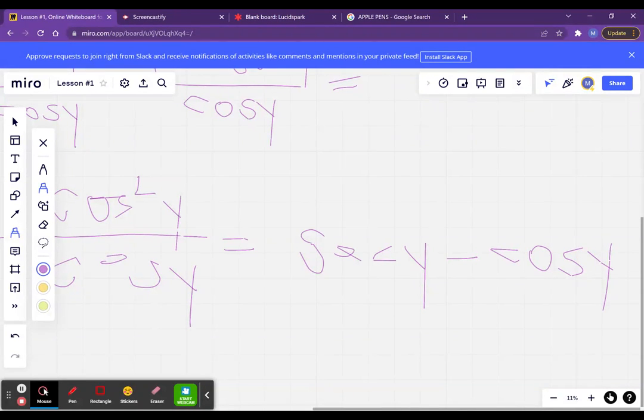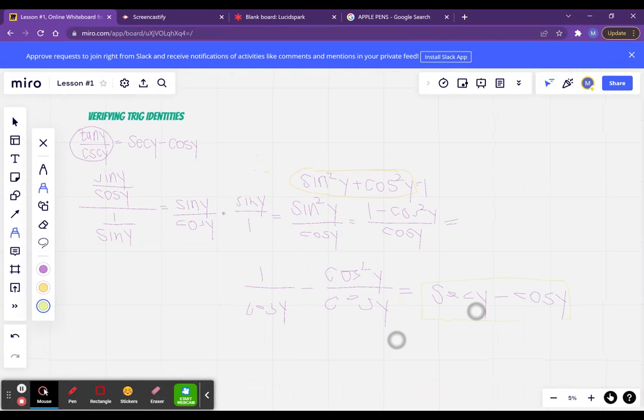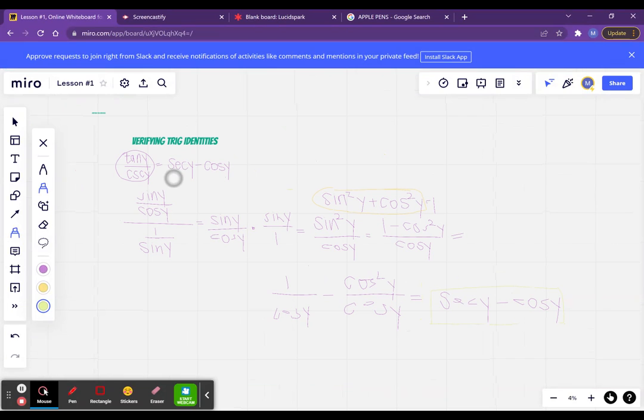And there you go. That is how you verify this trig identity, since we were able to take the left-hand side and make it equal to the right-hand side. As you can see, secant y minus cosine y is equal to the beginning of our equation.